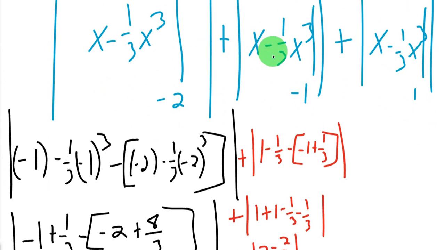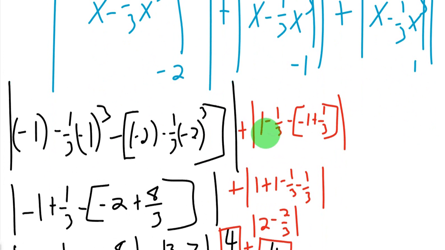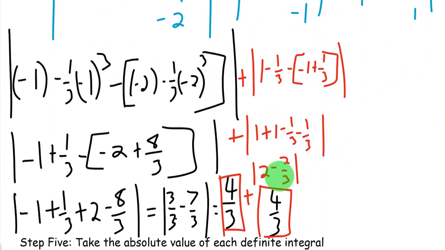So for my second piece, again, we're plugging in the upper and lower limit into that middle piece. I'm going to plug in 1. I'm going to get 1 minus 1/3. And then I subtract when I plug in my lower limit, so it's going to be minus brackets -1 plus 1/3, because this is going to be two negatives down here. It's going to end up being 1 plus 1 when the negative carries over, minus 1/3 minus 1/3, which equals 2 minus 2/3, which also equals 4/3.